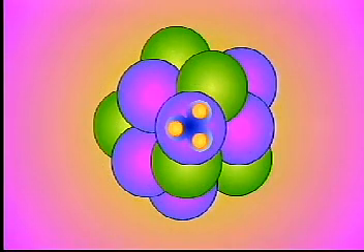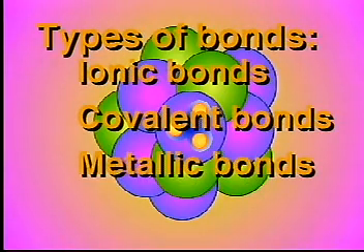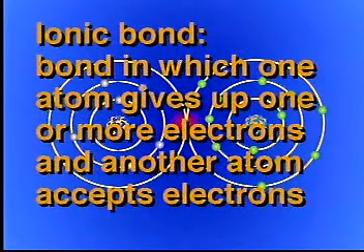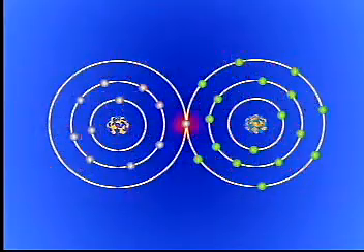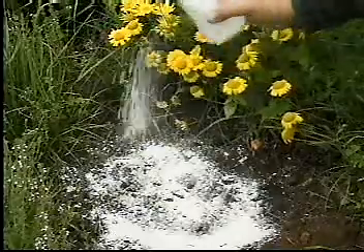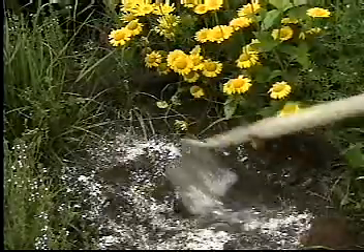Let's take a look at common types of bonds: ionic bonds, covalent bonds, and metallic bonds. The first type of atomic bonds we will discuss are ionic bonds. An ionic bond is a bond in which one atom gives up one or more electrons and another atom accepts the electrons. Ionic bonds are quite common. Concrete, seen here in this sidewalk, is held together with ionic bonds. Lime, often used to change the chemistry in soil, is held together with ionic bonds.